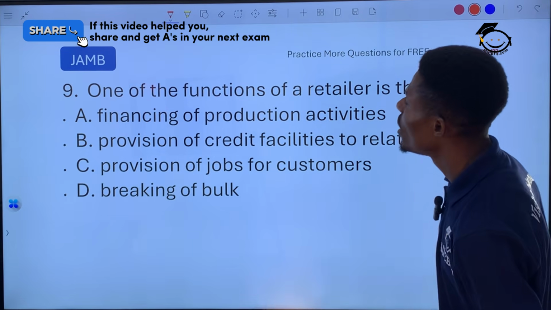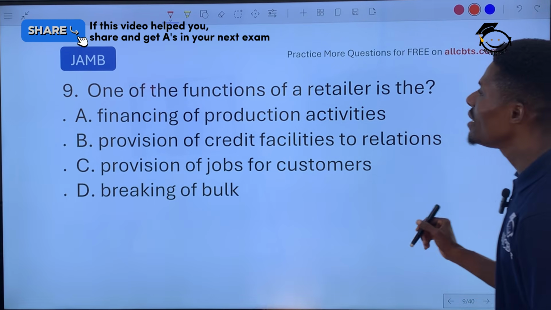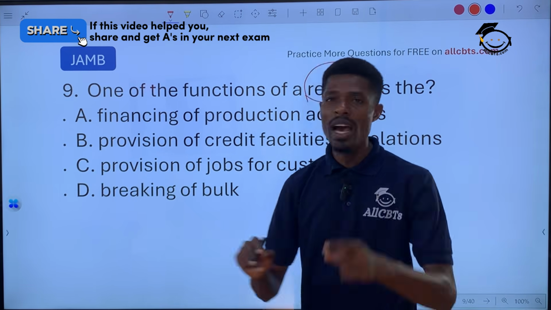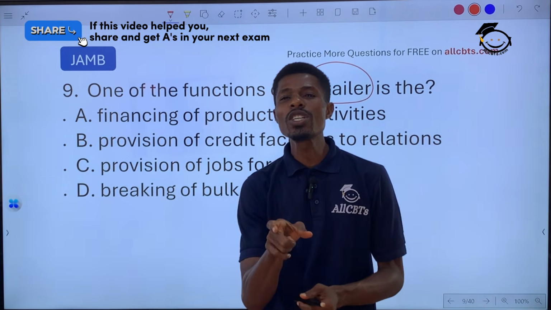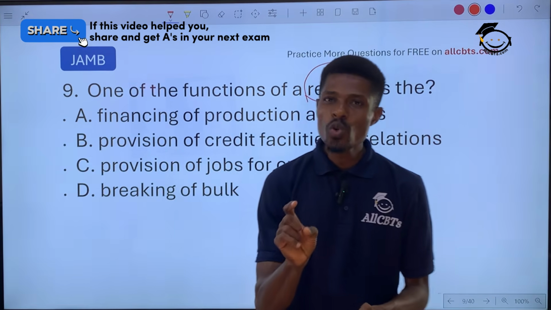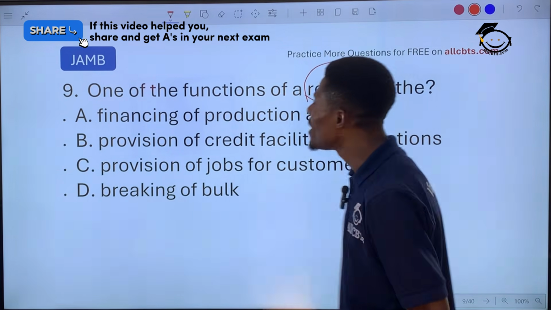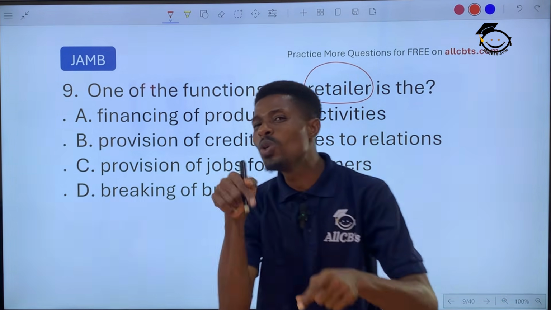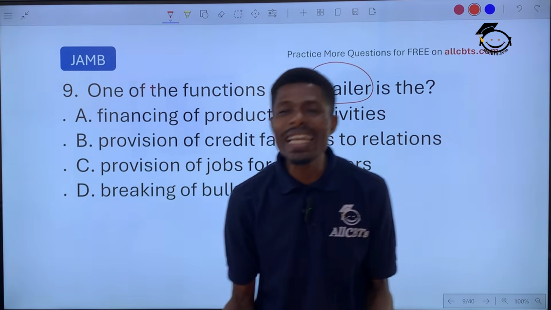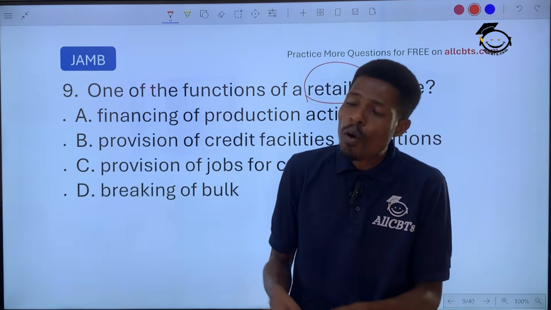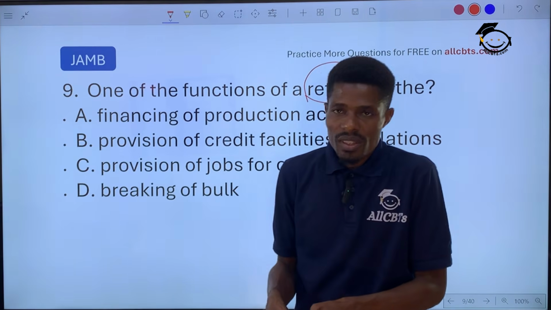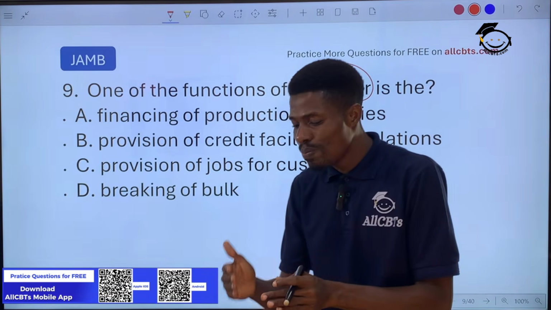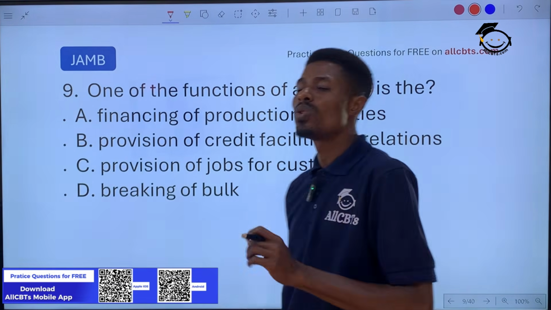Now, question 9. One of the functions of a retailer is dash. Now, what will help people answer this quickly? Let me give you a hack. What is a hack? A shortcut, a secret to get something done faster. So the hack here is, who is the retailer? Once you know who a retailer is, you know your answer. A retailer is someone in the chain of distribution of goods and services that buys goods and services in bulk and sells in smaller quantity to the final consumer.